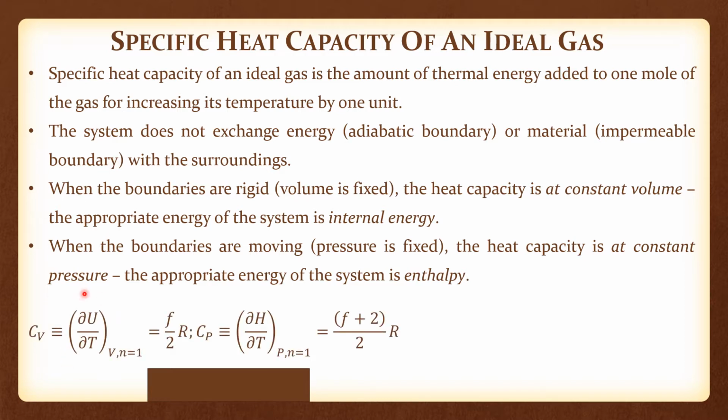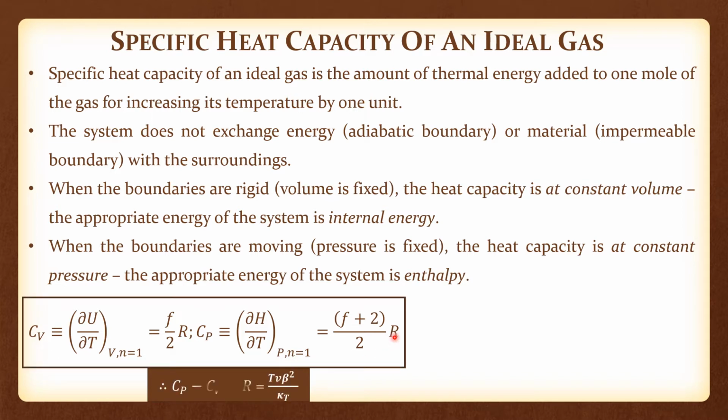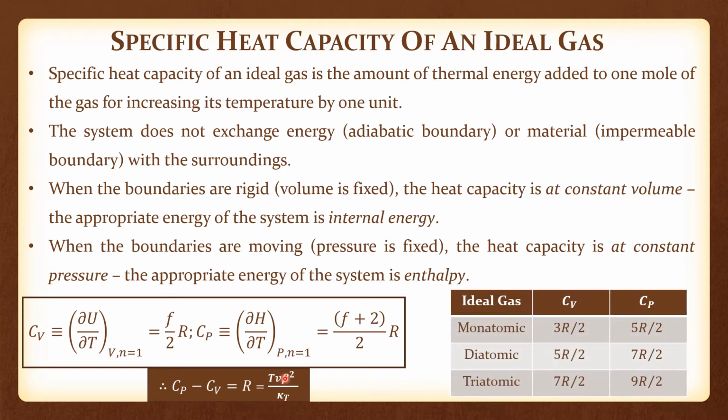And Cv therefore is ∂U/∂T at constant V. And for 1 mole of a system, so N is fixed to be 1, this is simply F by 2 R. And Cp is ∂H/∂T at constant pressure, and N is fixed to be 1. This is (F plus 2) by 2 into R. Keep in mind, therefore, that Cp minus Cv, the difference, would then be simply R, which of course was shown to be, in a general expression, T v β² by κT, where v is molar volume, V by capital N. So for various gases again, ideal gases, monatomic, diatomic, triatomic, the specific heats are given in this table.